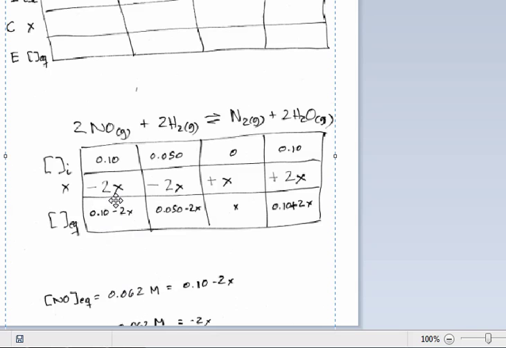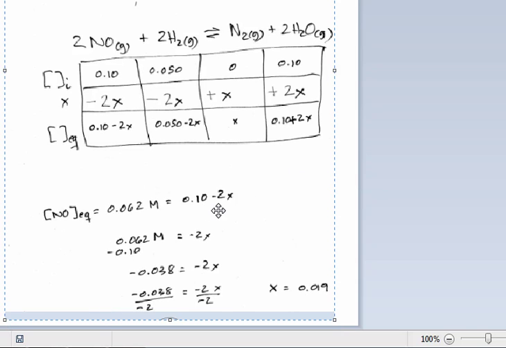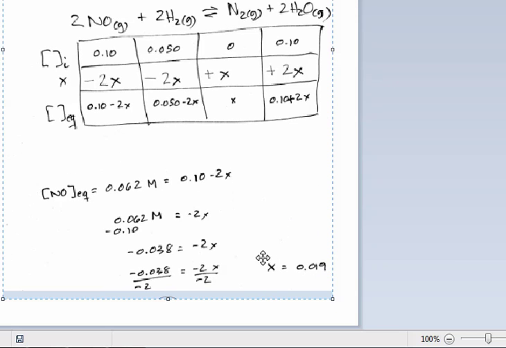And we have a relationship with X because according to our table, the equilibrium concentration is 0.1 minus 2x. So now I have a linear equation that I can solve. I subtract 0.1 from both sides and get negative 0.038 is equal to negative 2x. I divide both sides by negative 2 and I get x is equal to 0.019. Now that I have a value of x, I can solve for the equilibrium concentrations of all my other chemicals. And once I know my equilibrium concentrations of all the chemicals, I can calculate K.